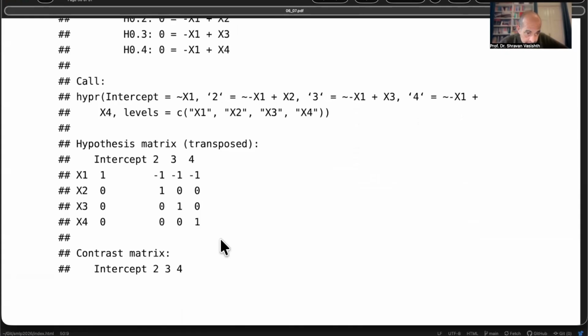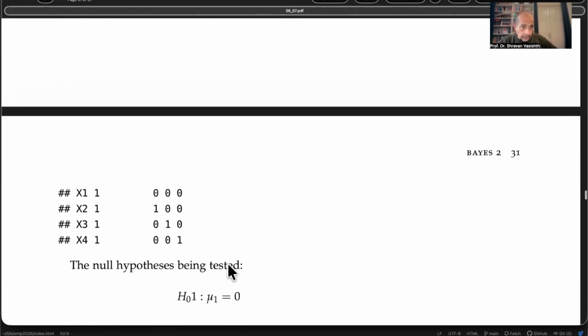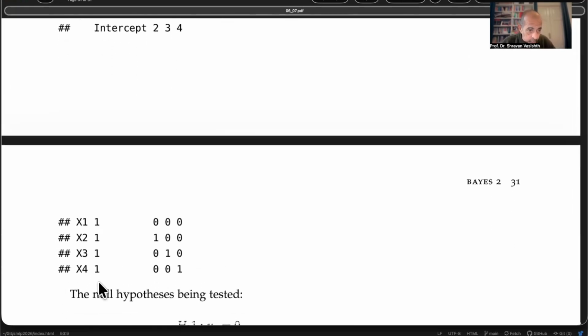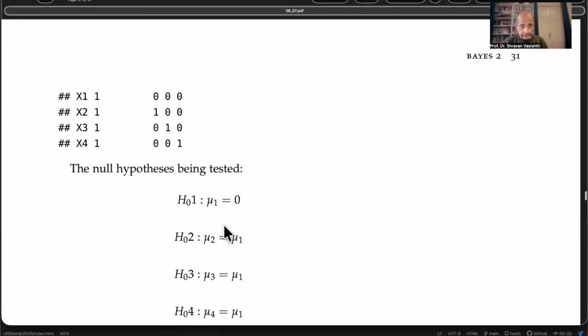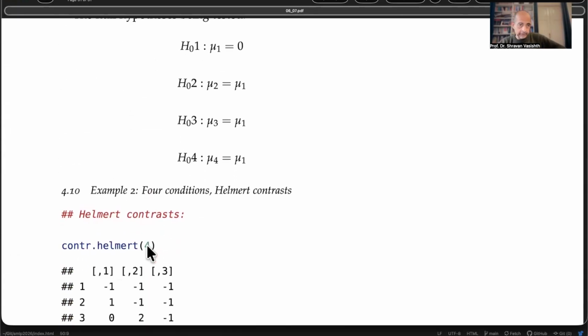So, sorry, this is the weight, the contrast, the hypothesis matrix. So this is the weights, right? But if you look at the contrast coding, you'll see that there is one column here containing ones, right? So now the intercept is included. And these are the correct contrasts that you will be putting in, right? And the 4 hypotheses being tested, I've already explained.